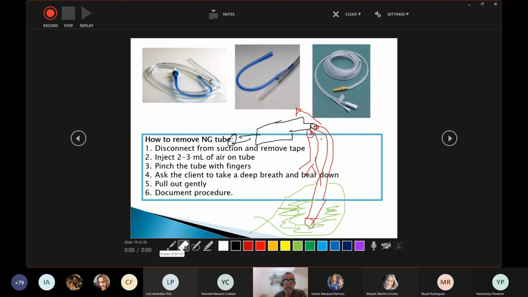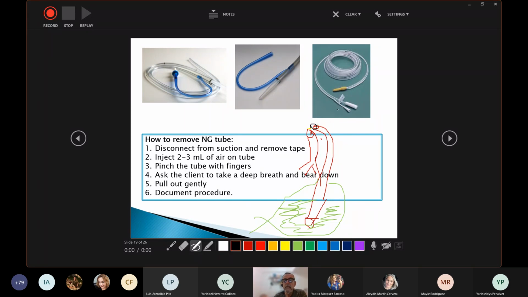So that's why the syringe. Okay, so going back, once you decide to remove the tube, the first thing you are going to do is disconnect the tube from the suction. After you disconnect from the suction, you remove the tape that was securing the tube to the nose. You remove this tape, and then you connect with the syringe.